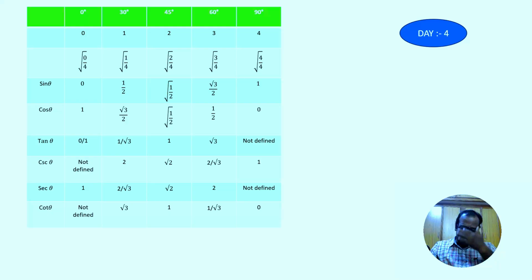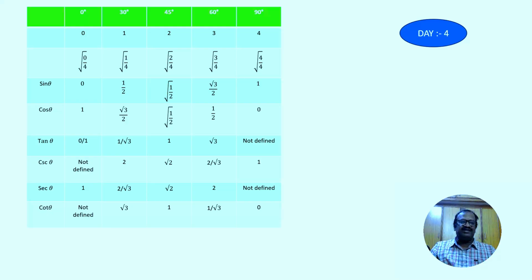Now cosine theta. Cosine theta means the converse of sine theta values. Converse means we take the same values of sine theta, 0 to 90, but from 90 to 0. You see, cos 0 is equal to 1, cos 30 is equal to root 3 by 2, cos 45 is equal to 1 by root 2, cos 60 is equal to 1 by 2, cos 90 is equal to 0. This is called the converse one. Converse means we are taking from A to B, from B to A. Here the values are taken in the converse mode.